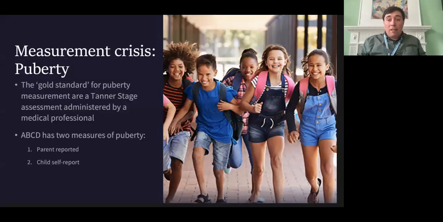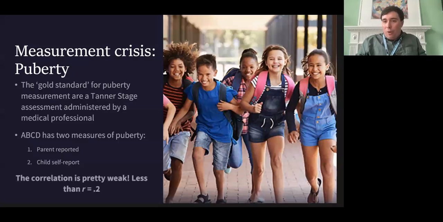And again, as you might expect, puberty is a pretty popular topic. And in the papers that are out there, people use different versions of this. Some papers actually use a hybrid where they'll average the parent reports and the child reports. Here's another thing that we found in our paper. They're actually not well correlated. The correlation is, I believe, about 0.2.